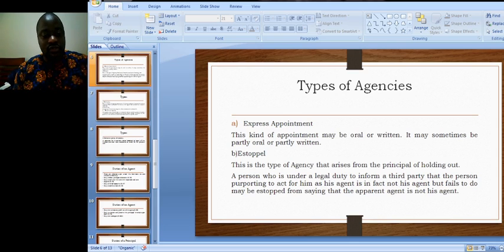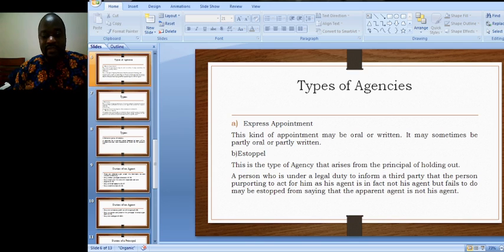Number 2 is what we call the doctrine of estoppel. Someone can become an agent out of the doctrine of estoppel. We can briefly note that this is the type of agency that arises from the principle of holding out.